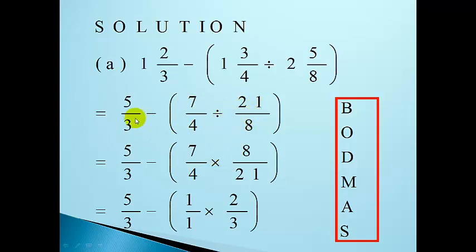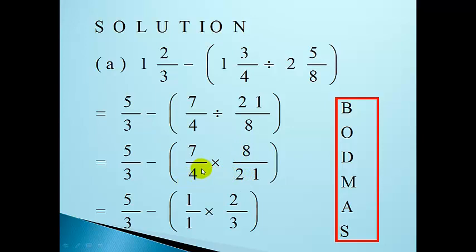Now a step down, 5 over 3 remains the same, minus, we are still solving the bracket. 7 over 4, the fraction before the division sign remains the same. But the fraction after the division sign is going to change because the division sign is to be changed to multiplication. So the 8 goes up and the 21 comes down. That's the denominator becomes the numerator, and the numerator becomes the denominator. So instead of 21 over 8, we have 8 over 21. So 7 over 4 divided by 21 over 8 is now equal to 7 over 4 times 8 over 21.